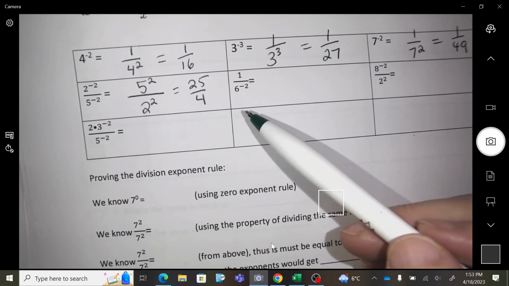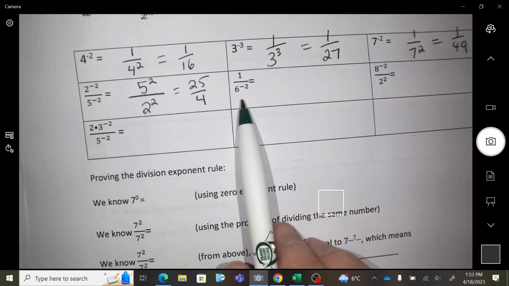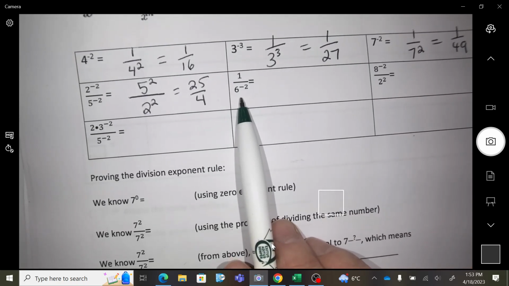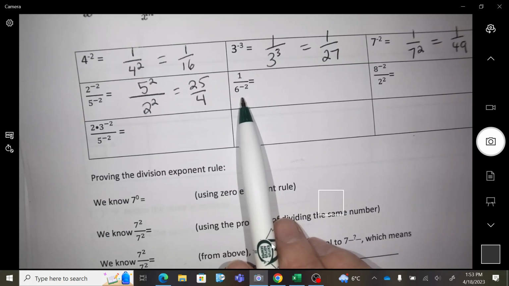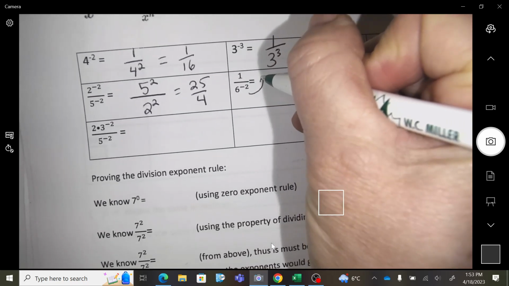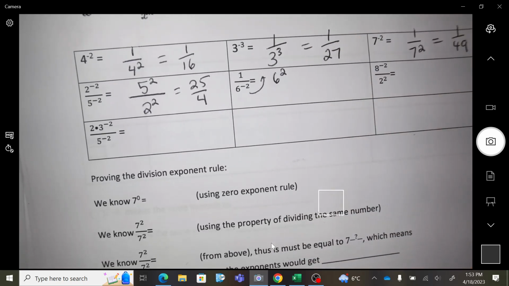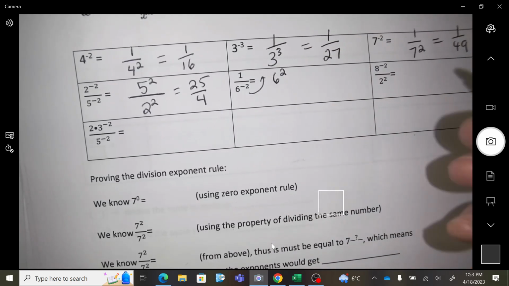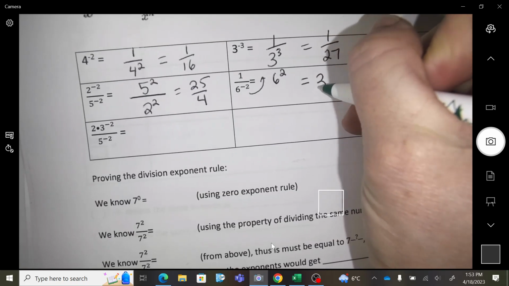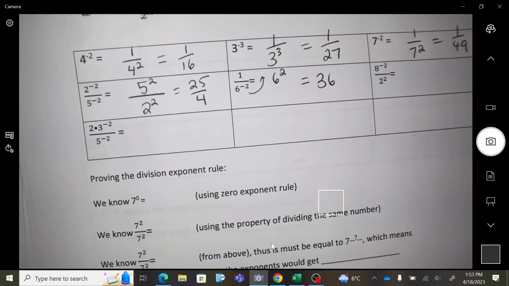Okay, the next one, I'm trying to trick you here. This one is on the bottom and negative. So if I move it to the top, it would become positive, which would now just be the number 36.